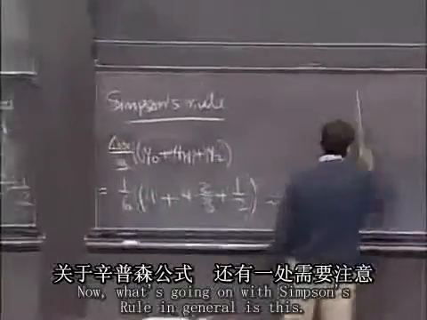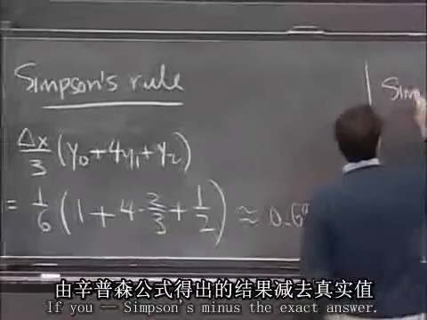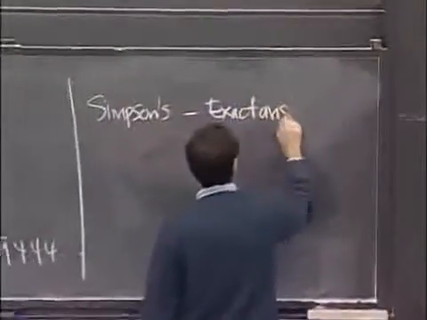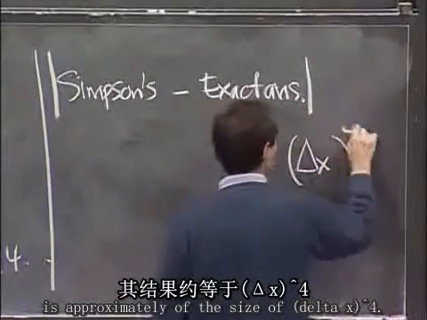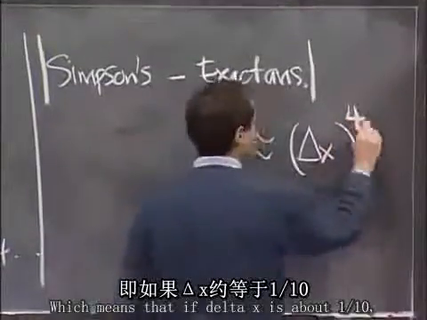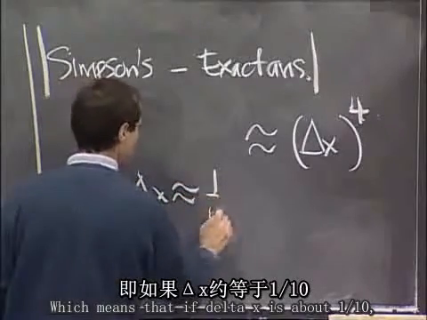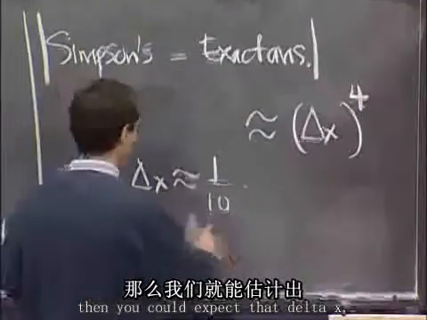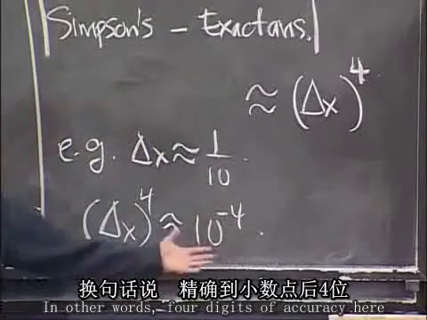Now, what's going on with Simpson's rule in general is this. Simpson's minus the exact answer, in absolute value, is approximately of the size of delta x to the 4th power. That's really the way it behaves, which means that if delta x is about 1/10, so if we had divided this up into 10 intervals, which we didn't, then you could expect the error would be about 10 to the minus 4th. In other words, 4 digits of accuracy.